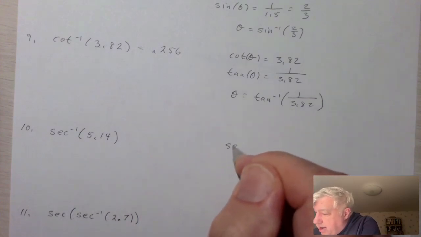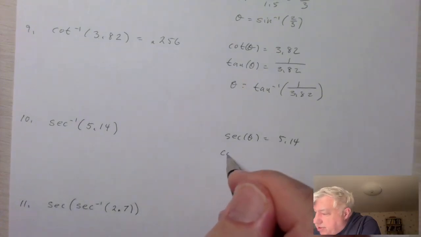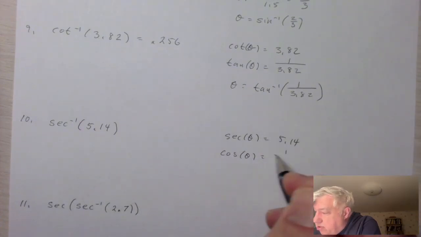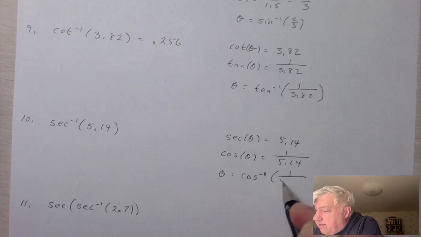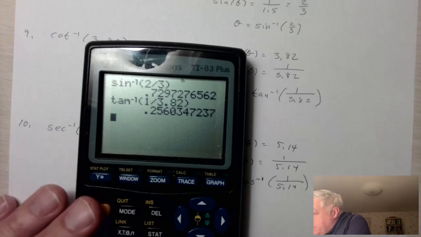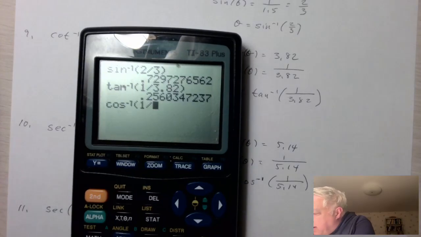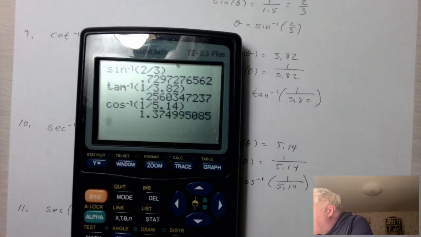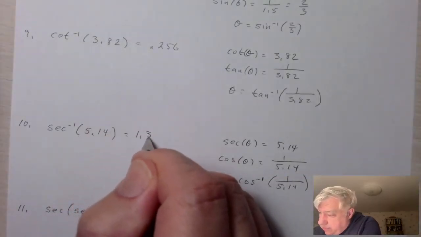So we want the secant of theta to be 5.14. So the cosine of theta is 1 over 5.14. And so theta is going to be the inverse cosine of 1 over 5.14. So in this case we take the inverse cosine of 1 divided by 5.14, and that's 1.375.